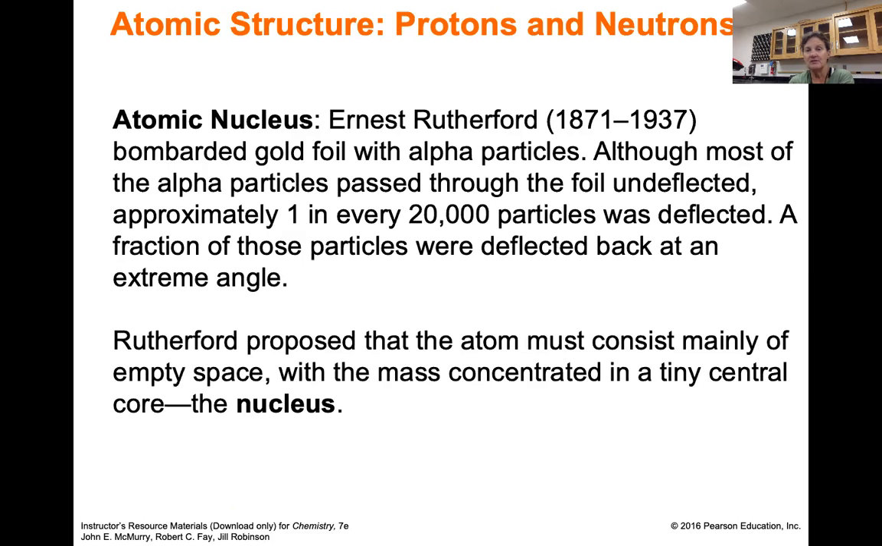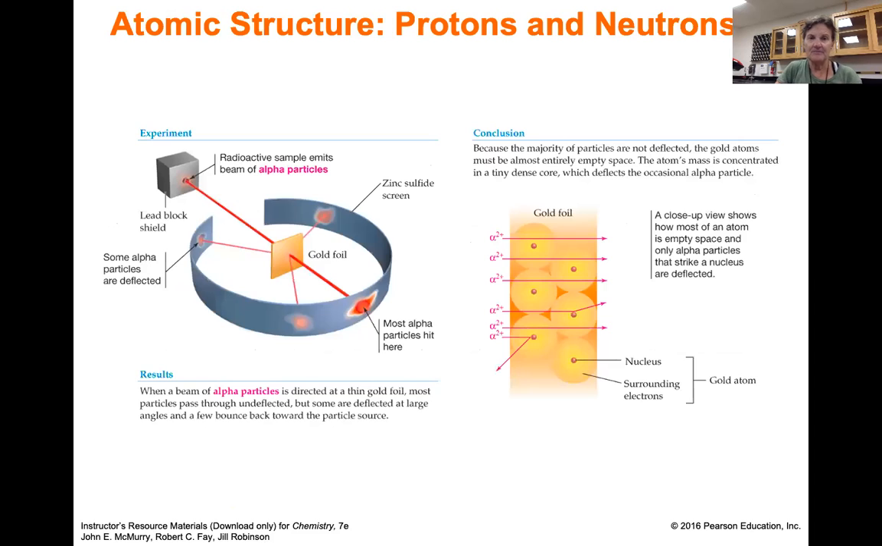Rutherford proposed from this that the atom must consist mainly of empty space, therefore most of the particles just go right through, and that the mass is concentrated in a tiny central core, and so every now and then the alpha particle interacts with a nucleus. And if you look at this picture, that just makes it more visible. So on the right, if you look at the gold foil, it's really mostly empty space.